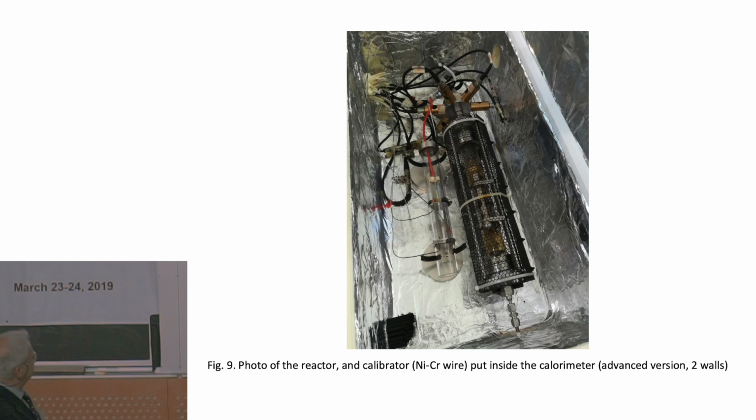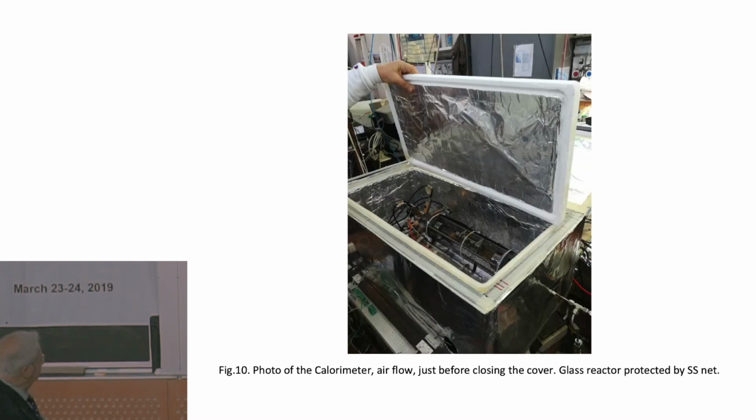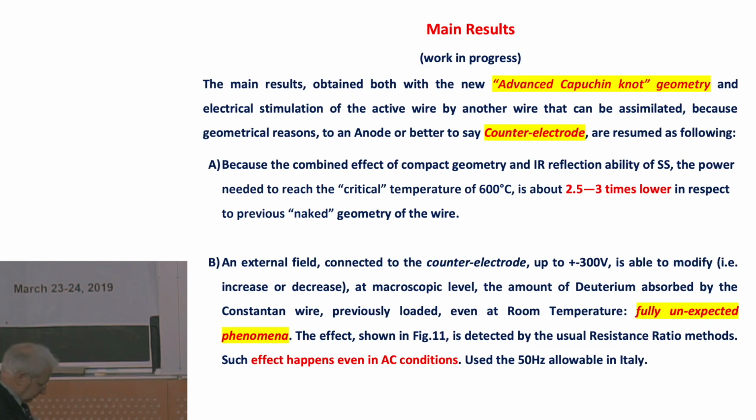Here is put in the new flow calorimeter. It is a double wall high flow calorimeter with 4 screening sections, so the accuracy was improved with respect to last year's experiment. Another view of the system. Main result: the work is in progress.